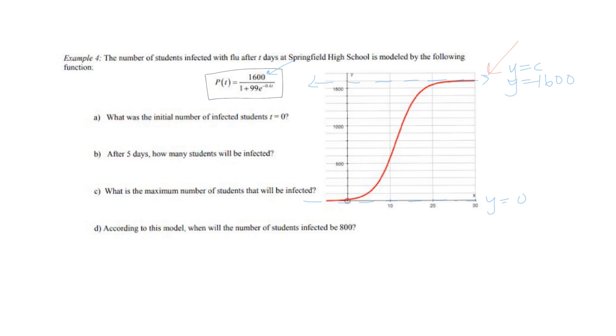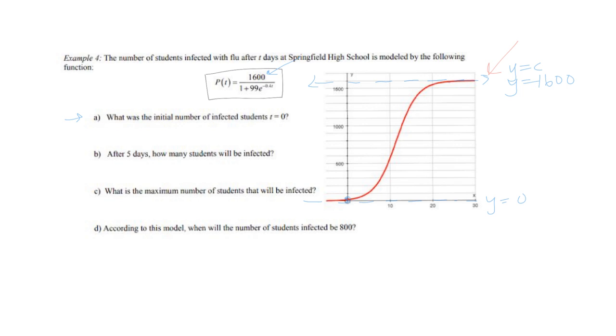Okay, the y-intercept is somewhere down here. We could find it by plugging in 0 for t in this case because we have t there, and we will do that in letter A. The other thing is the point of maximum growth.